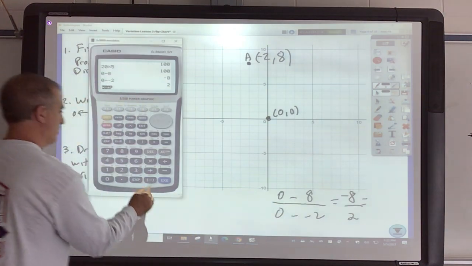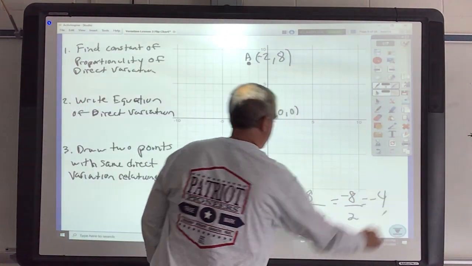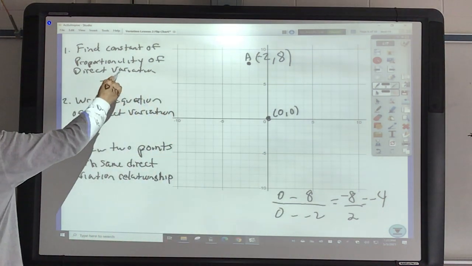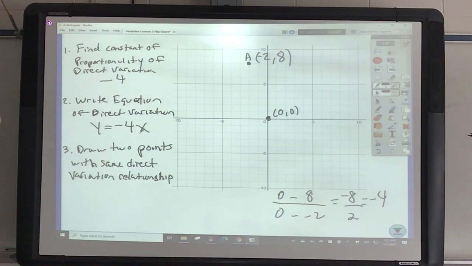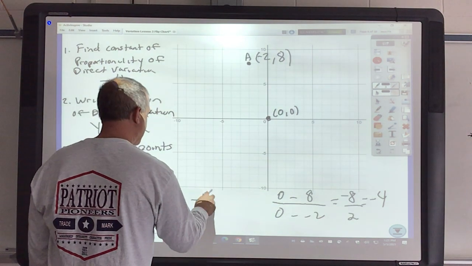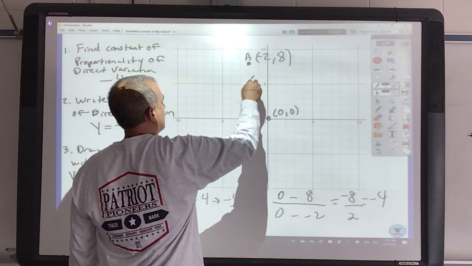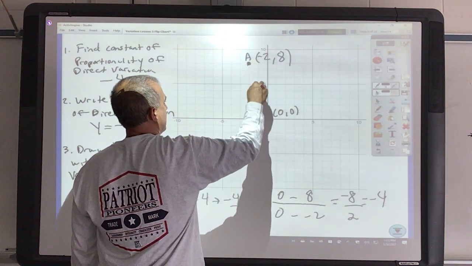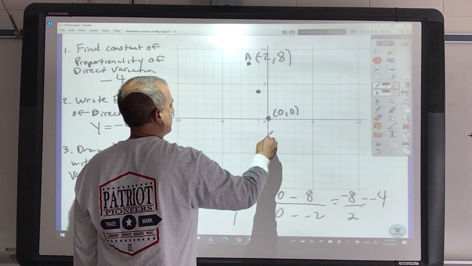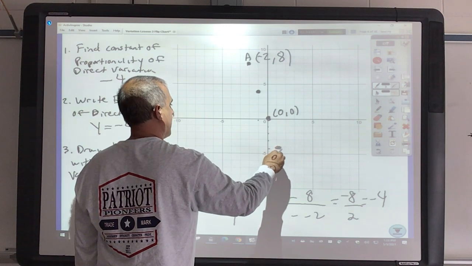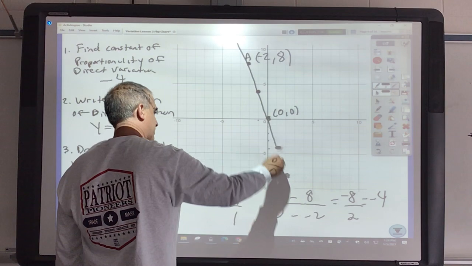Divide those. I get negative 4. All right, so my constant of proportionality is negative 4. My equation is y equals negative 4x. Okay, so what does negative 4 mean as a slope? Negative 4 over 1. So I can go down 1, 2, 3, 4 over 1. There's a point. Down 1, 2, 3, 4 over 1. All of these points would matter.